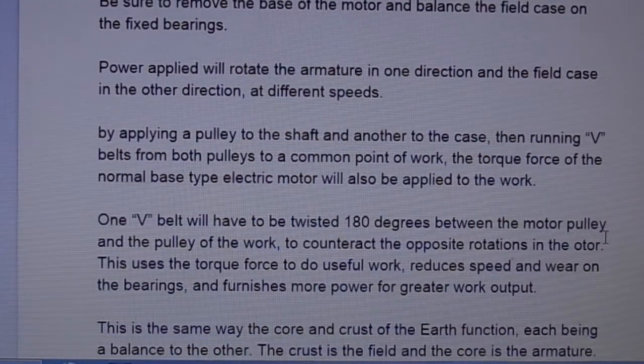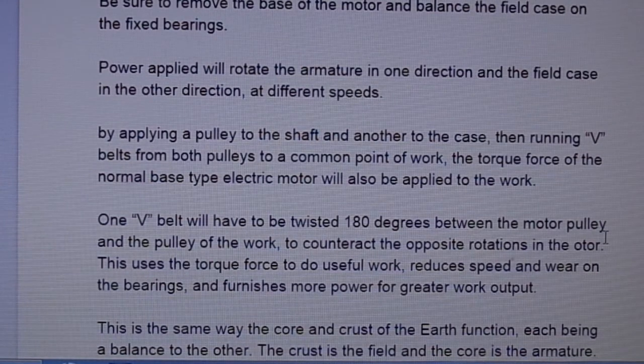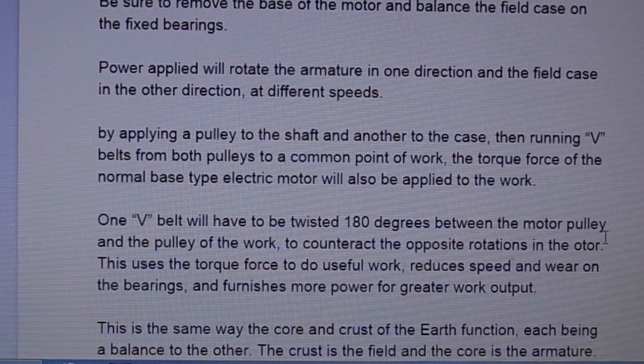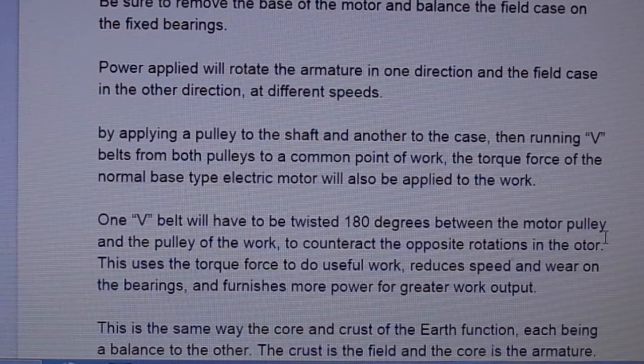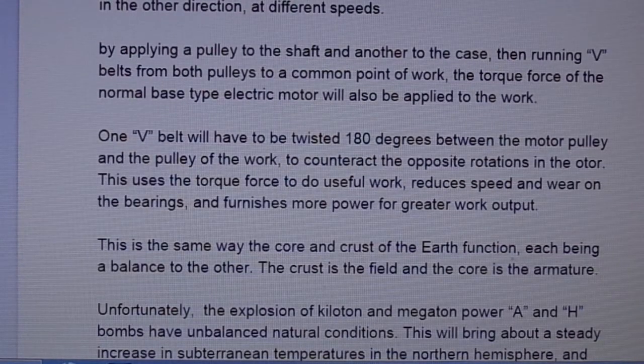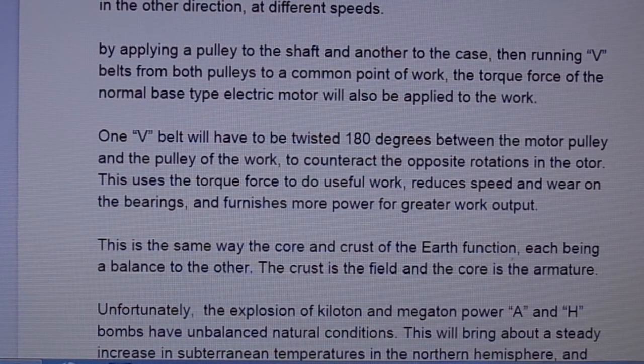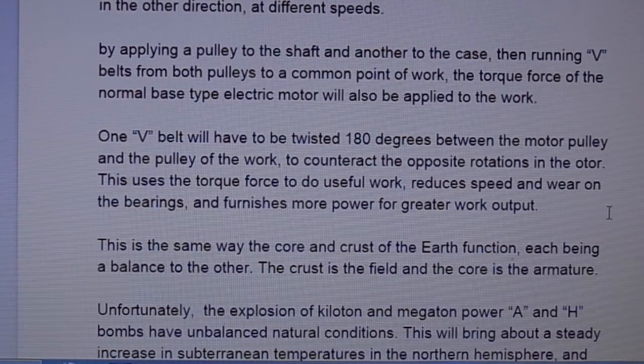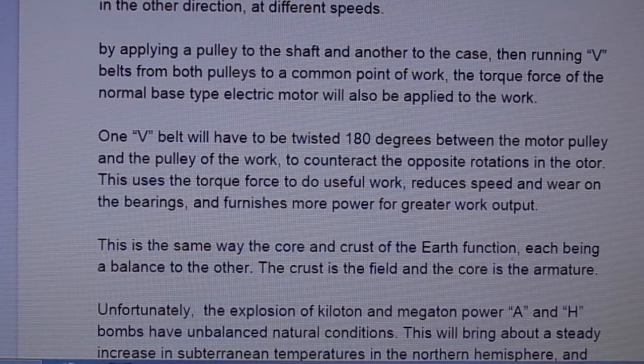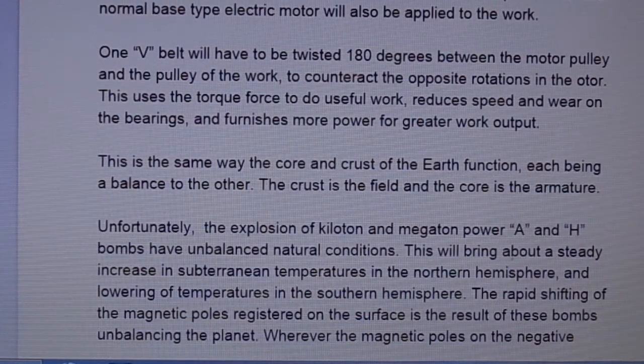By applying a pulley to the shaft and another to the case, then running V-belts from both pulleys to a common point of work, the torque force of the normal base-type electric motor will also be applied to the work. One V-belt will have to be twisted 180 degrees between the motor pulley and the pulley of the work to counteract the opposite rotations in the motor. This uses the torque force to do useful work, reduces speed and wear on the bearings, and furnishes more power for greater work output. This is the same way the core and crust of the Earth function, each being a balance to the other. The crust is the field and the core is the armature.